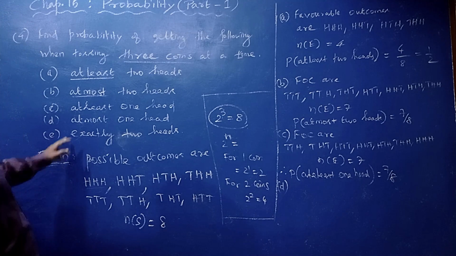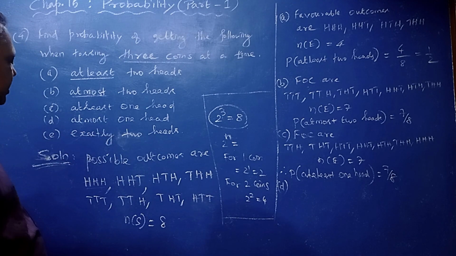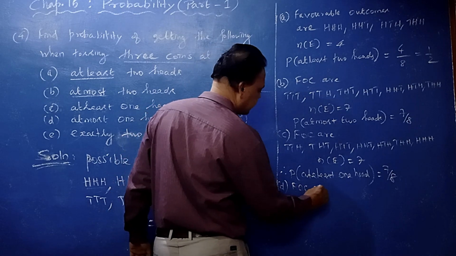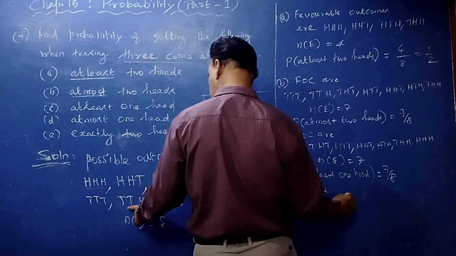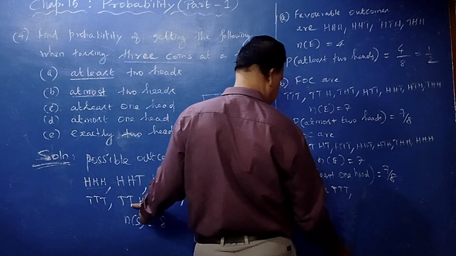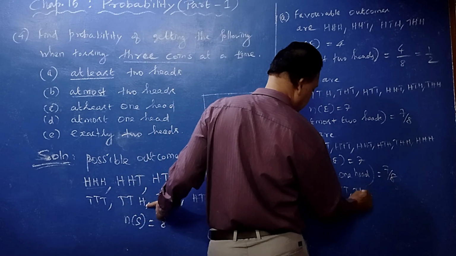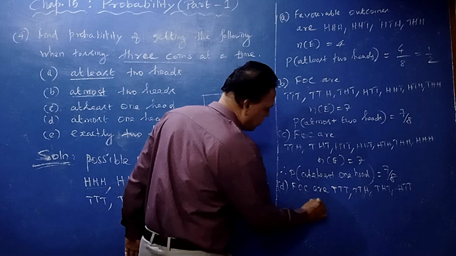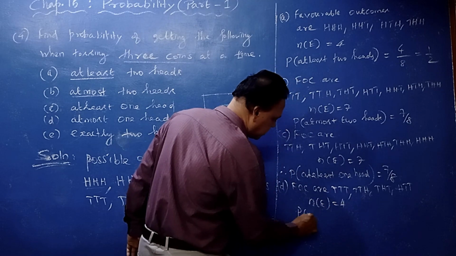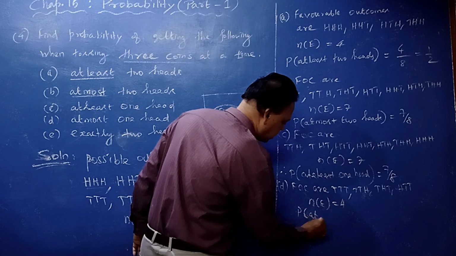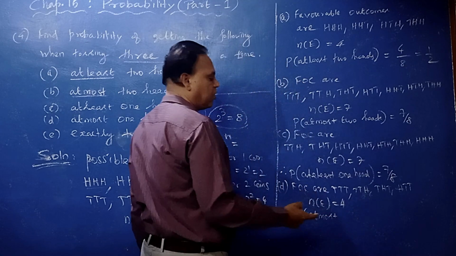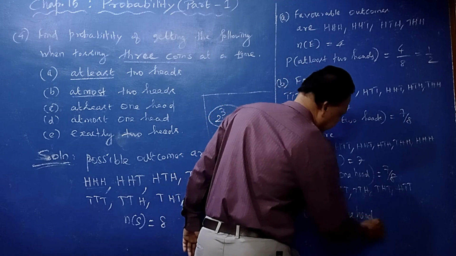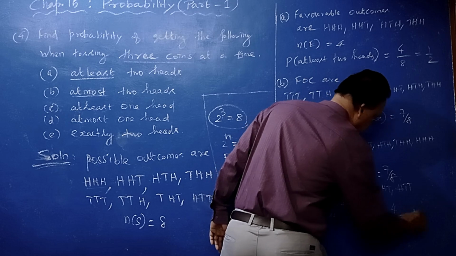Clear or not? Next, at most one head. At most one head means maximum one head. So zero head is possible and one head will come. So the number of favorable outcomes, first you write. Favorable outcomes are TT, first zero head, right? Then one head: TTH, THT, HTT. So total 4. So the number of favorable outcomes is 4. Therefore, probability of getting at most one head is equal to 4 by 8. That is 1 by 2. Right.